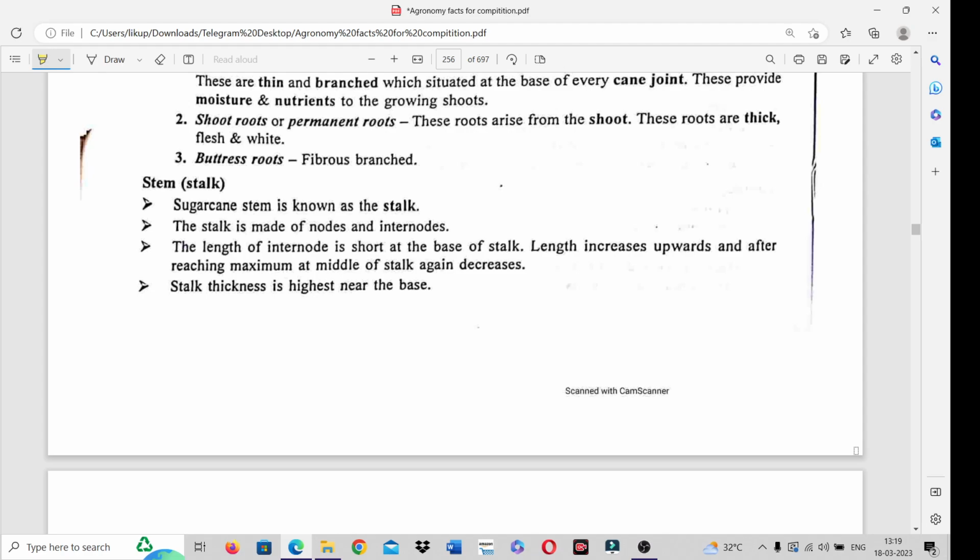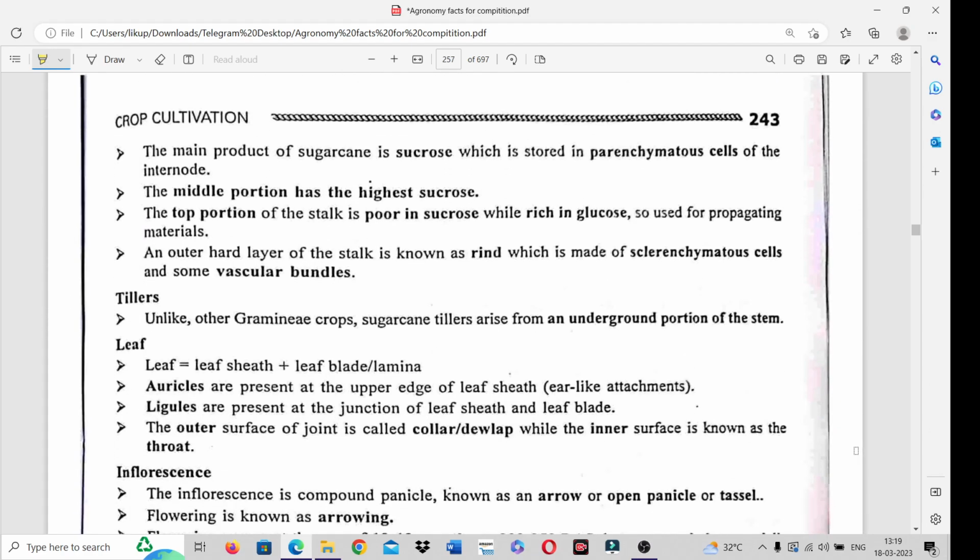Stalk thickness is highest near the base. Then the main product of sugarcane is sucrose, which is stored in the parenchyma cells of the internode.